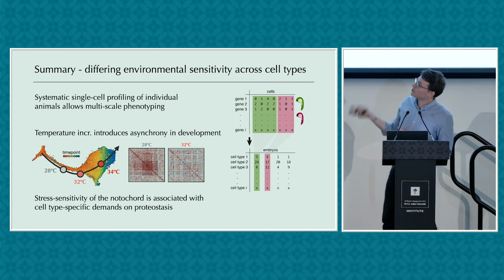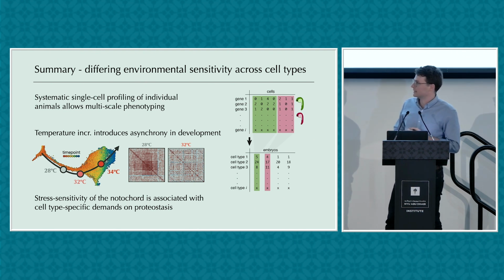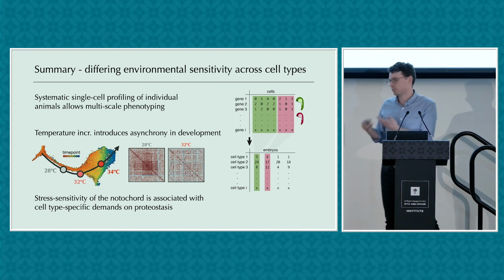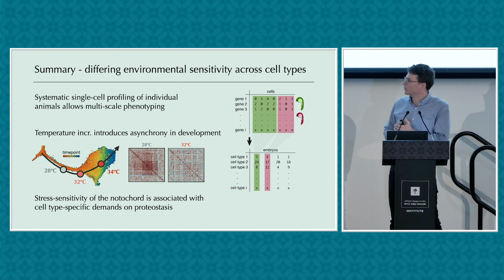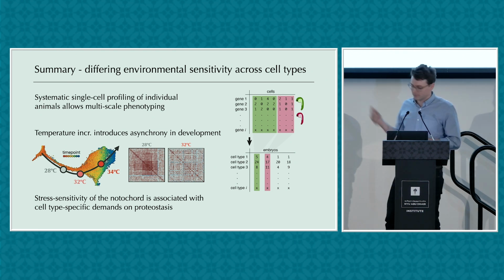I showed you that temperature stress increases asynchrony in development in addition to its more well-known effect of increasing developmental rate. And I told you that the stress sensitivity of the notochord seems to be associated with a really cell type specific demand on proteostasis. So the proper folding and synthesis of proteins. And in this case, it's because the cell type seems to have a strong demand for secretion.